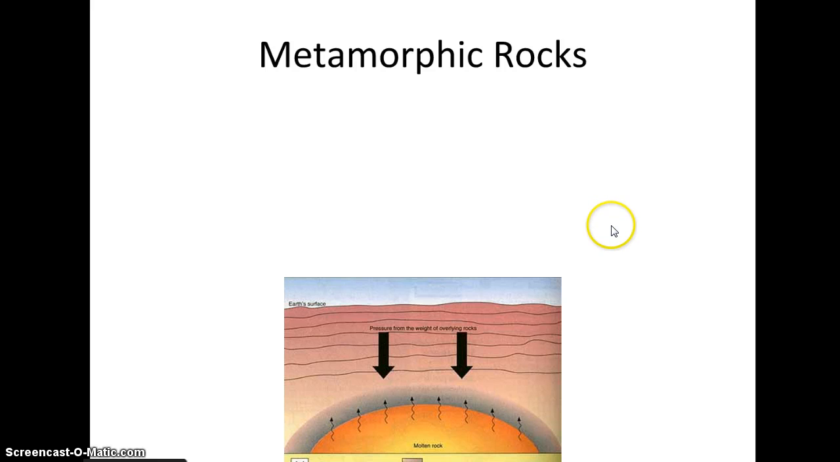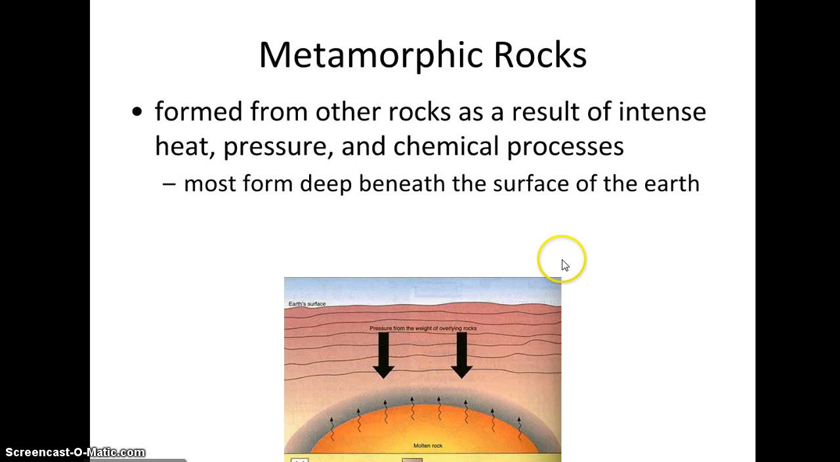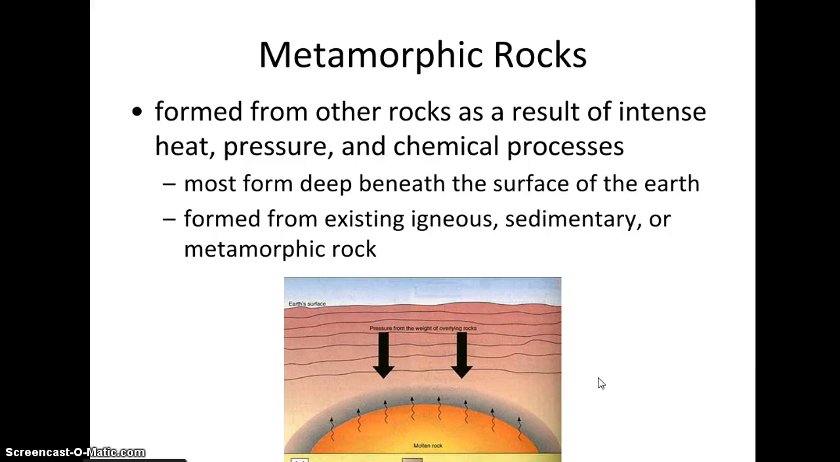Metamorphic rock. Metamorphosis means to change. So this is formed from other rocks as a result of intense heat, pressure, and chemical processes. Most form deep beneath the Earth's surface, but some form at plate tectonic boundaries. And they're always formed from existing igneous, sedimentary, or metamorphic rock.